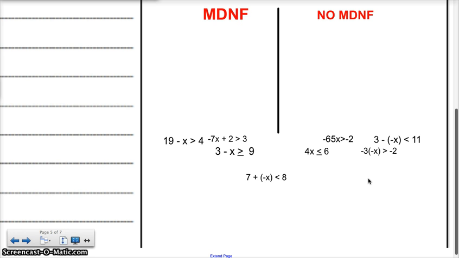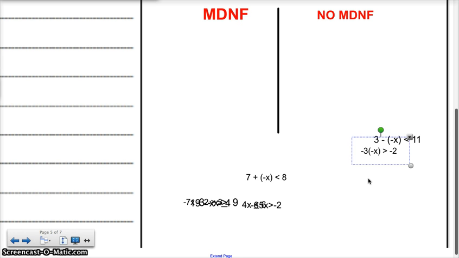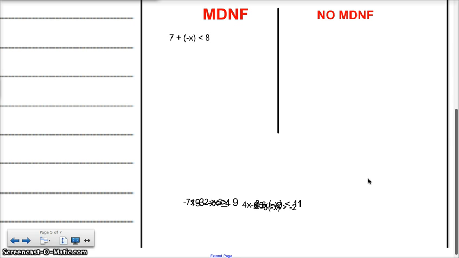7 plus a negative x, is that an MD and F inequality or not? Is there a negative to the left? Yes or no? Yes. There's a negative to the left. I would MD and F it. I would flip that inequality in the end.